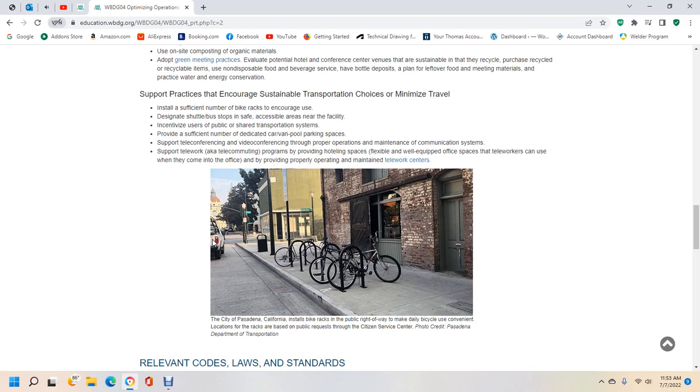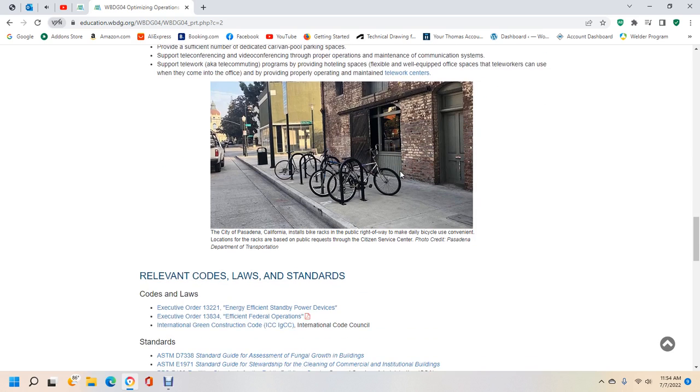Support and encourage sustainable transportation choices to minimize travel. Install an efficient number of bike racks, and designate shuttle and bus stops with favorable access near the facility. Encourage use of public and shared transportation systems, and provide a sufficient number of dedicated car, van, and carpool spaces. Support teleconferencing and video conferencing with properly operating communication systems. Support telework, providing flexible, well-equipped offices, and use properly operating and maintained telework centers.